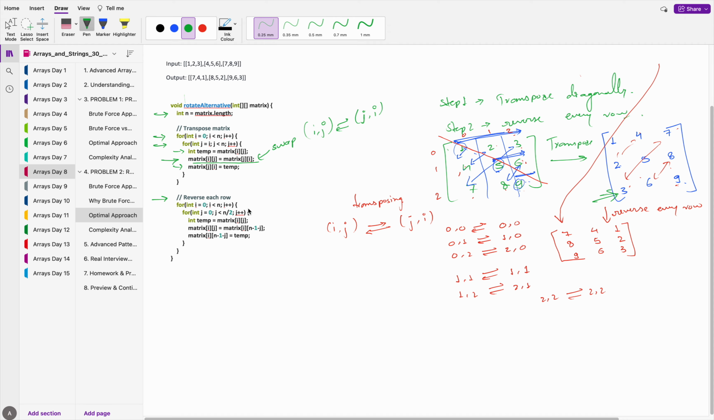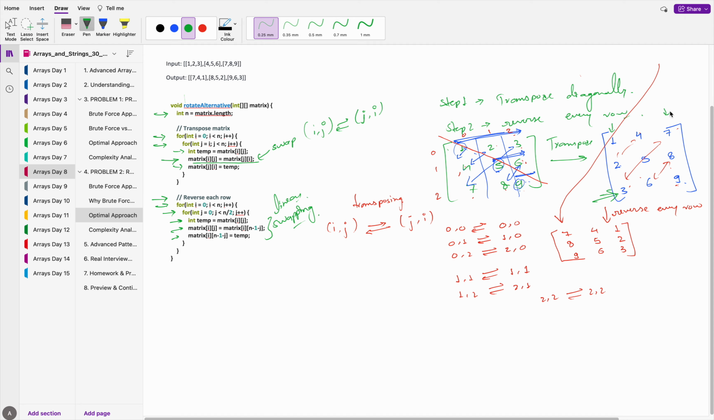Then we are reversing each row. Again, for every row, we are putting one more loop, which is going till n by 2 only. And it is doing what? Reversing means swapping, nothing else. It is swapping i, j with i, n minus 1 minus j. I don't think that I need to tell you at this point how you swap, right? You can write the swapping logic. This is my swapping logic. Okay, linear swapping.